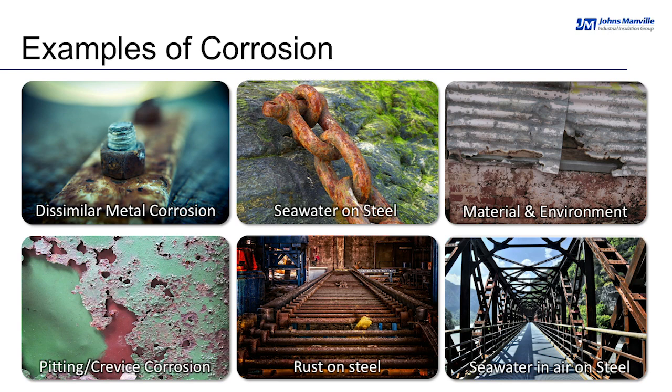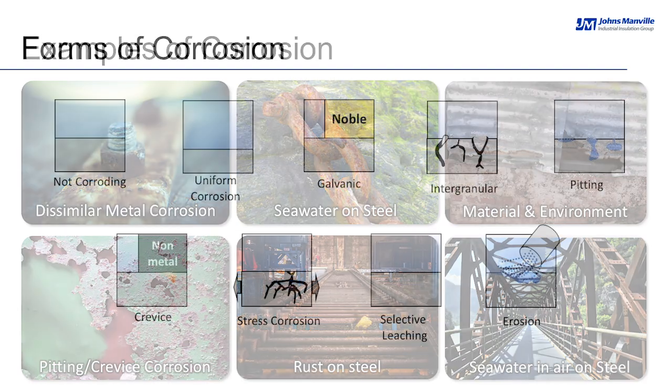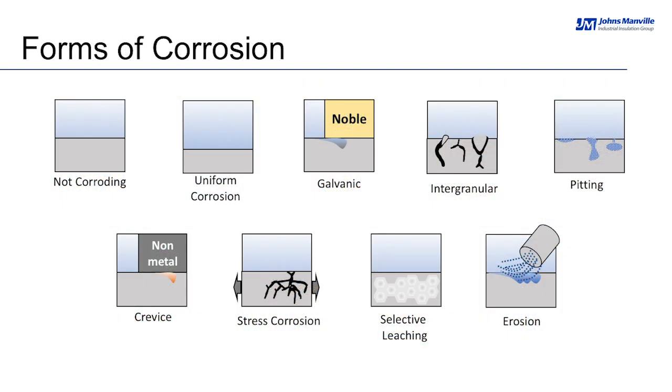And the picture on the right shows a steel structure of a bridge that is near seawater and was exposed to that seawater environment, so it is corroded uniformly there. The forms of corrosion are summarized in this slide. The first image on the top shows no corrosion on the material surface. The material is the rectangle in the bottom.